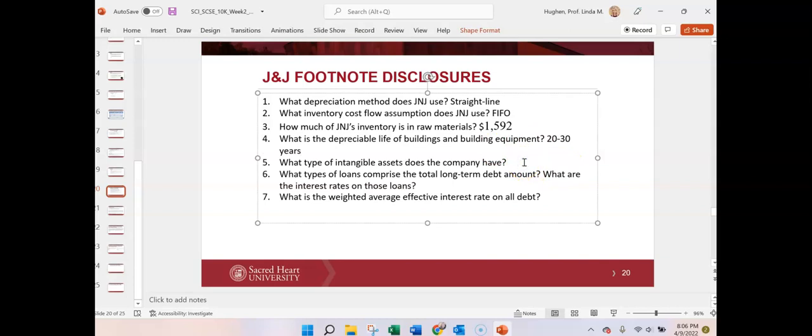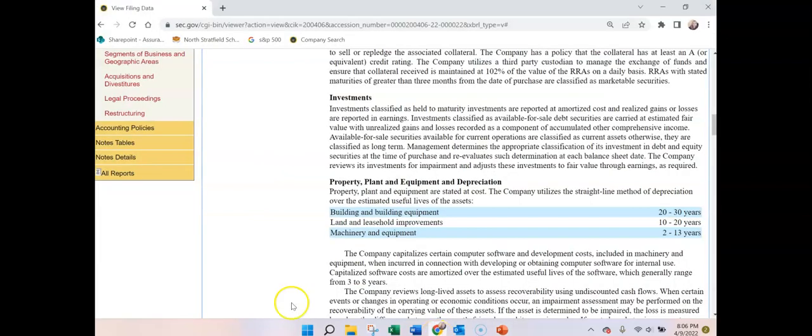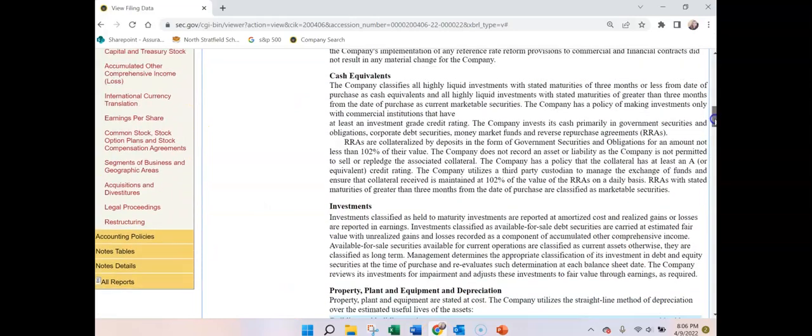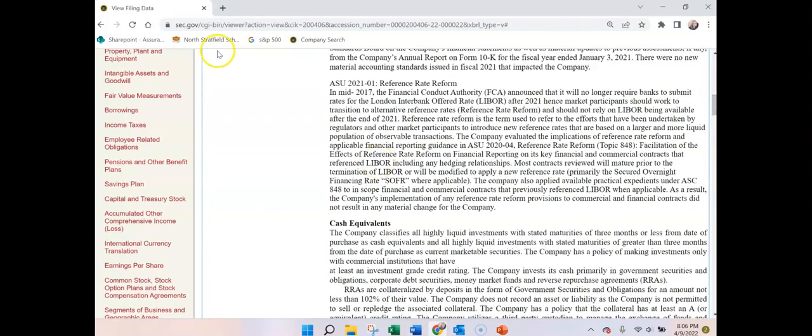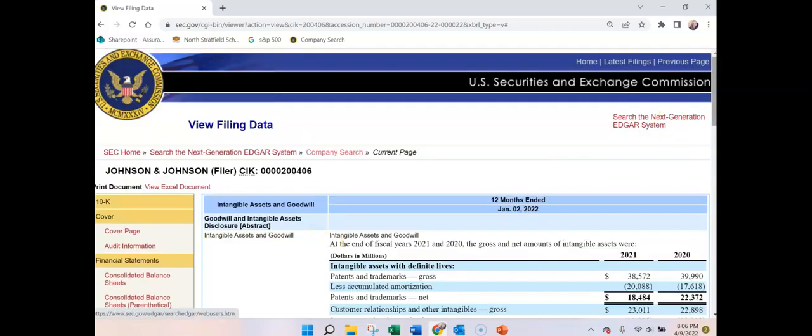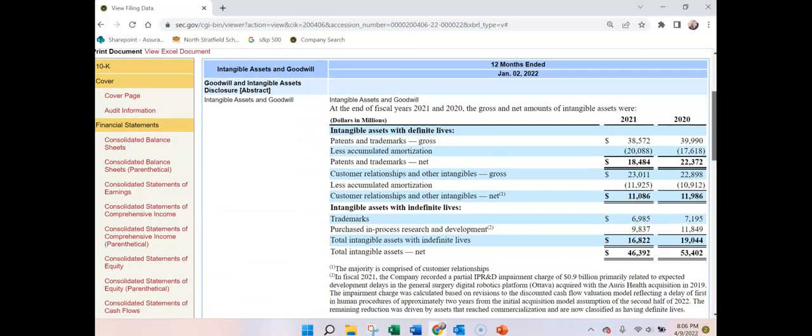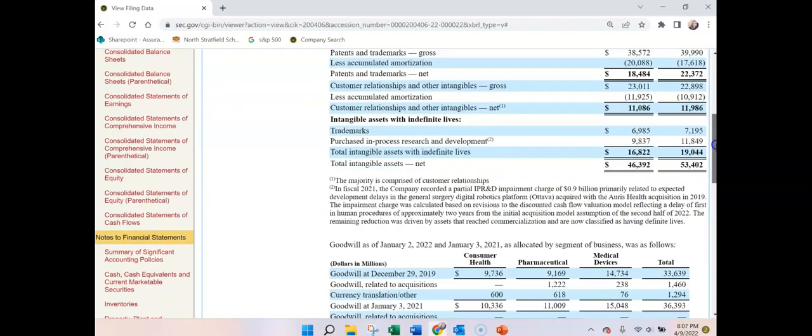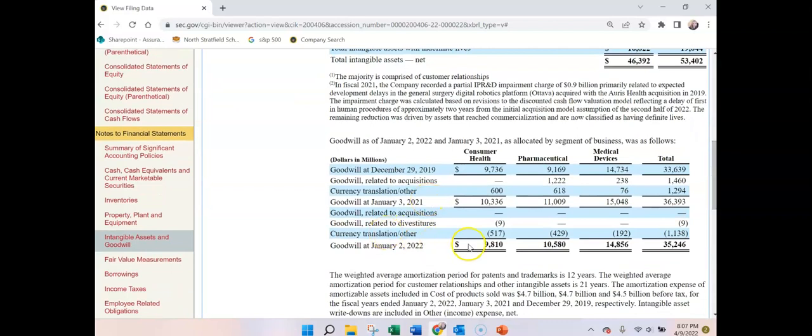Next question, what type of intangible assets does the company have? Let's look at the footnote on intangible assets and see what information we have here. We see the company separates the reporting for intangible assets with definite lives because these need to be amortized. And then they show the values of the intangible assets with indefinite lives. These will not be amortized, but will be tested for impairment. And then scroll down a little further and we see the amount of goodwill that the company has, broken down into its 3 main business categories.